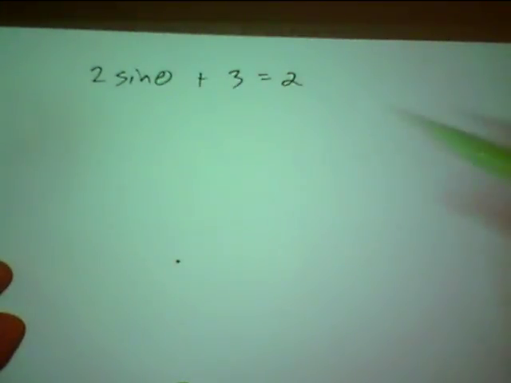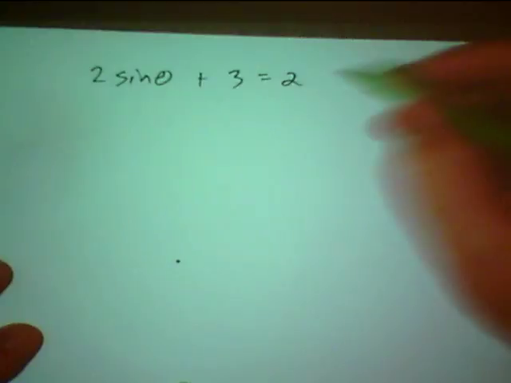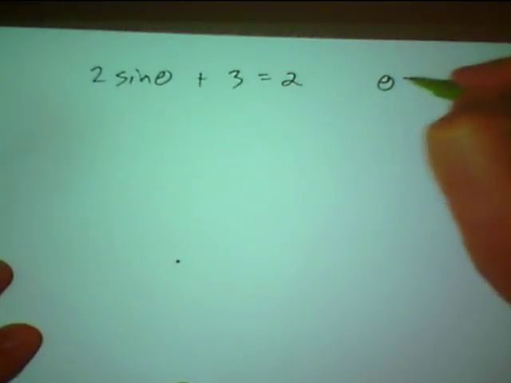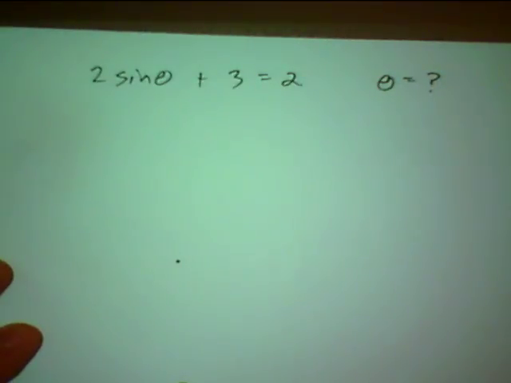So the ultimate goal of an equation like this has a trig function, but I'm not really solving for the trig function. My ultimate goal is to solve for that angle. And just as a reminder, in these kinds of problems, we're going to be working in radians for our measure of the angle. That's the solution.